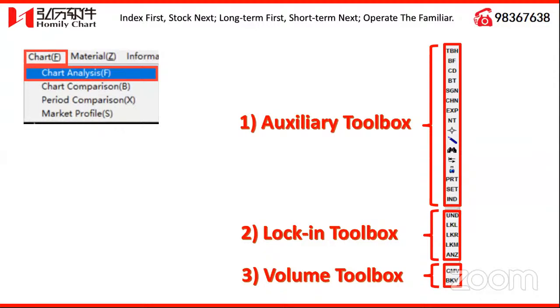So the last part of the right side toolbox is called volume toolbox. Only two buttons under this volume toolbox. One is CMV, one is BKV. So later I will also cover what these are.